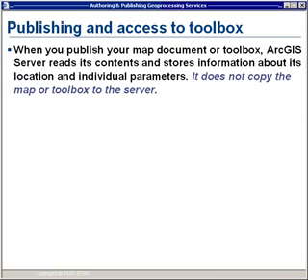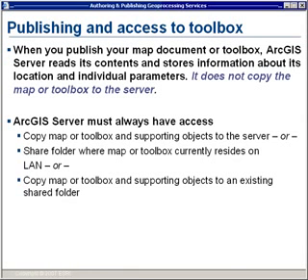The important thing to realize when publishing your toolbox or your map and toolbox is that when you publish your map document or toolbox, ArcGIS Server reads its contents and stores information about the location of the map and toolbox and all the individual parameters. It does not copy the map or toolbox to the server. What this means is that ArcGIS Server must always have access to the map or toolbox after you've published it. So if the server should have to reboot, it can restart the services. It still has to have access to those locations.